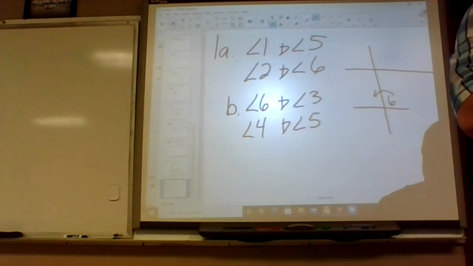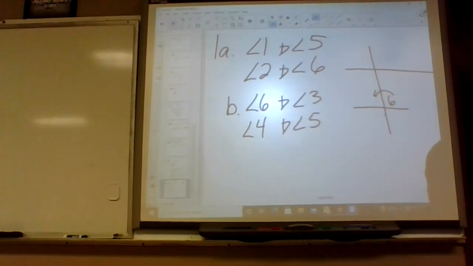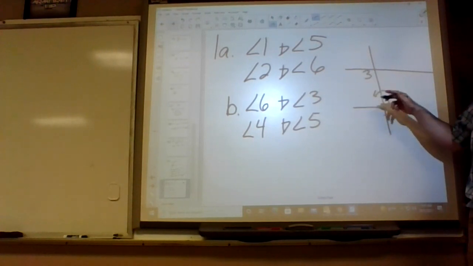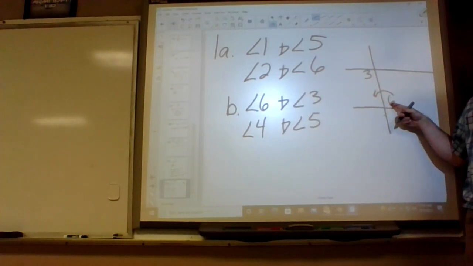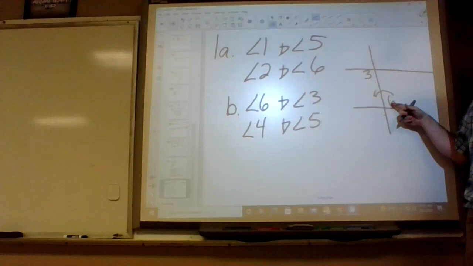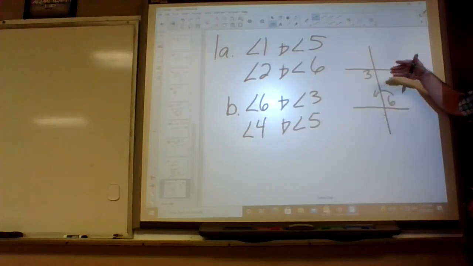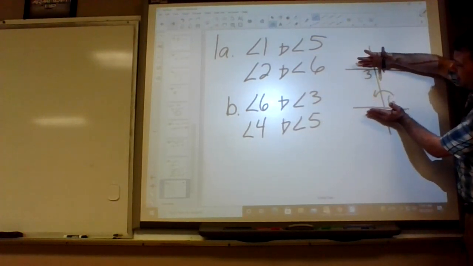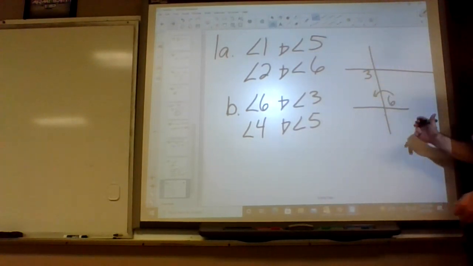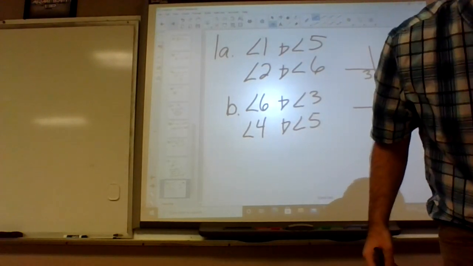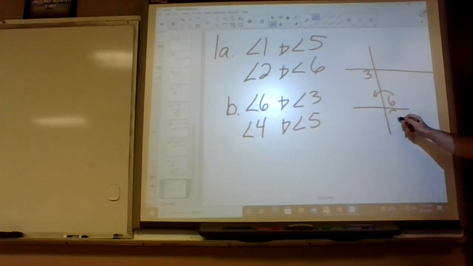All right, Mari, you're up to bat. Trevor just did alternate interior, and you need to do alternate exterior. So what do you think exterior means? Outside. Outside of what? Outside of our parallel lines here. Let's see. One angle that's outside the lines is 8, which is right there.